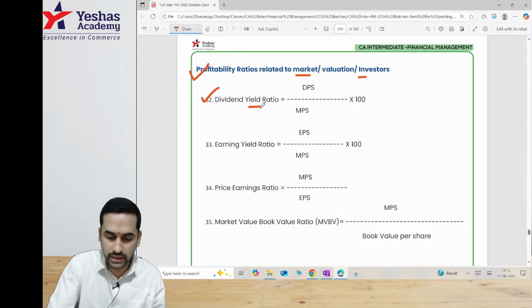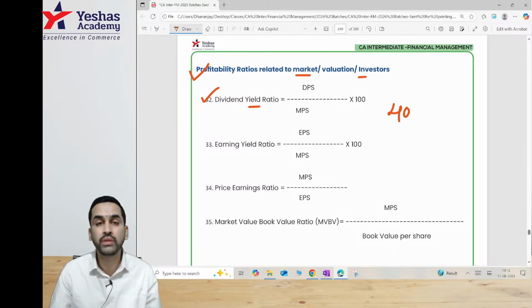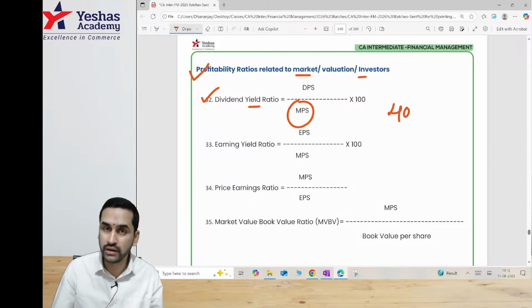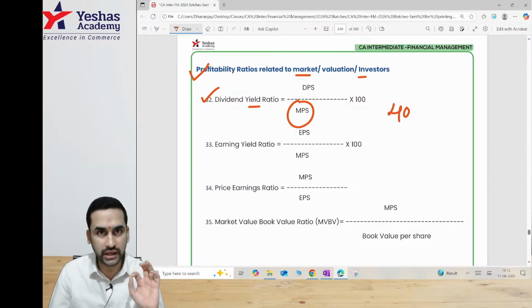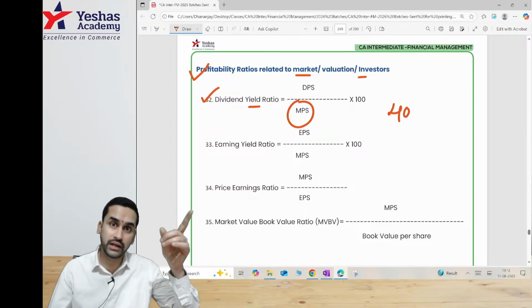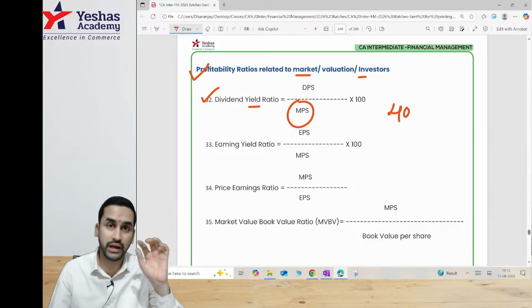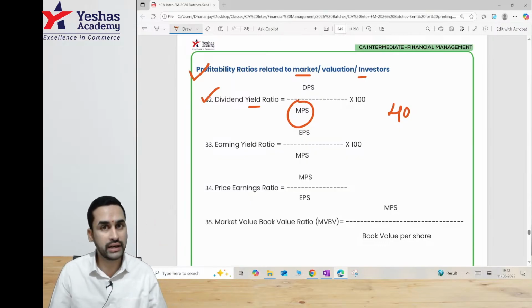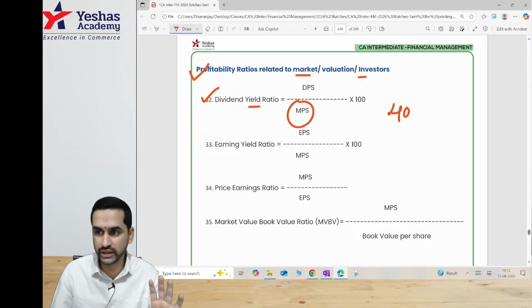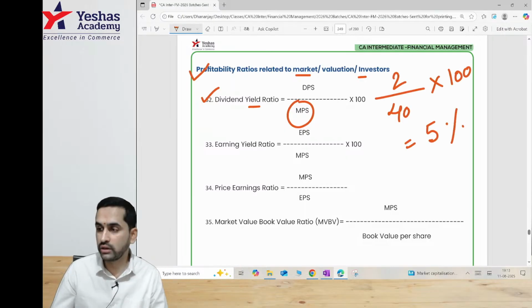DPS by MPS. Suppose I am buying a share by paying 40 rupee. MPS is market price per share. I cannot purchase an equity share at book value unless I buy at the starting point of the company, in the initial offer. Unless I buy it at that stage, I won't be able to buy it at par value or face value.